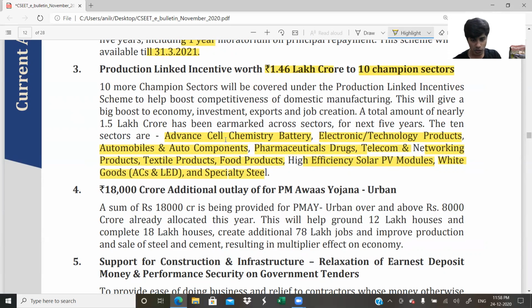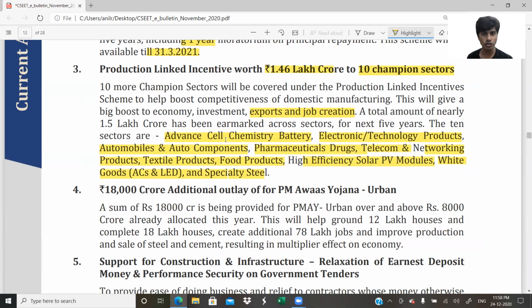You get that? So what has been said? To boost the competitiveness in domestic manufacturing. Like when so much money comes in, all the domestic companies will start manufacturing at a level that will start competing with global manufacturers. You get that? This will give a boost to the economy. I told you, investment, exports and job creation. A lot of new people will get jobs.